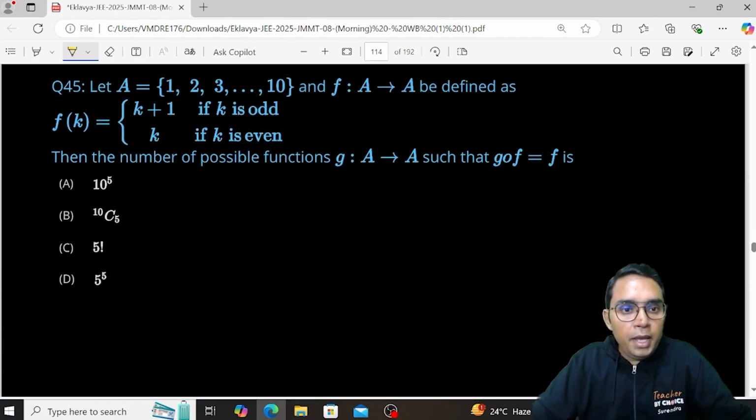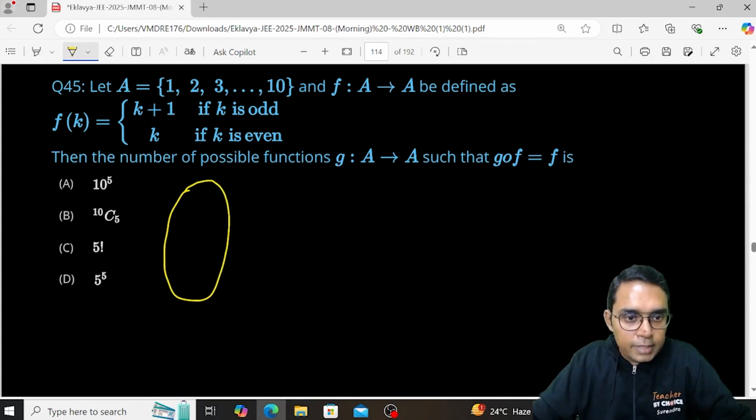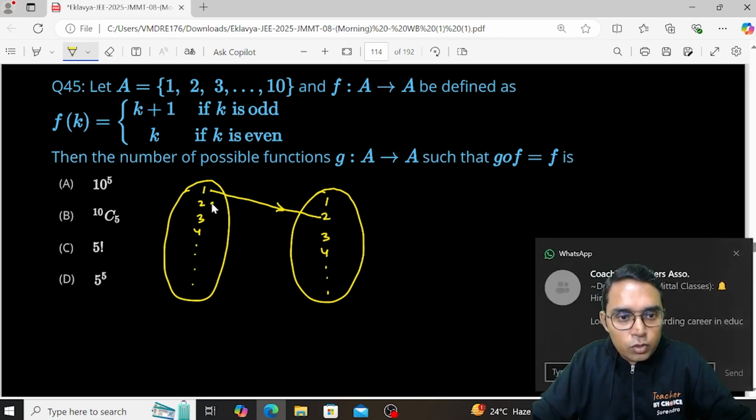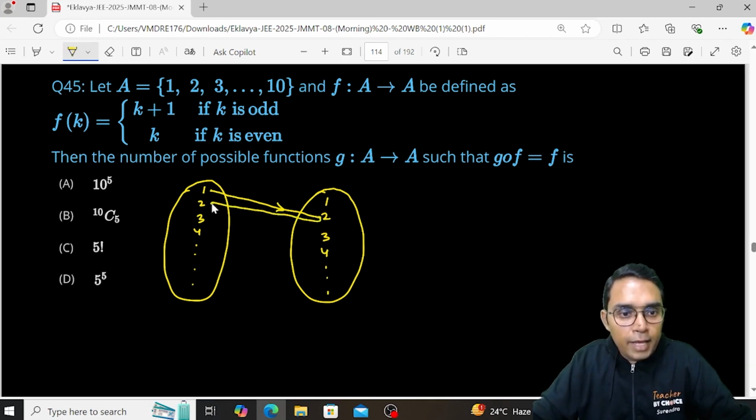Now here we are given A as a finite set, 1, 2, 3, 4, and so on. Okay, f from A to A, and it is defined like this: f of k is k plus 1 if k is odd. So for 1, the value should be 2. Okay, and if k is even, then it is k. So for 2 also it will be 2 only. Likewise for 3 it will be 4, and for 4 also it will be 4. So you can see for this function f, all values are connected to even values on the codomain, 2, 4, and so on. Now they are asking for a function g that is also from A to A.